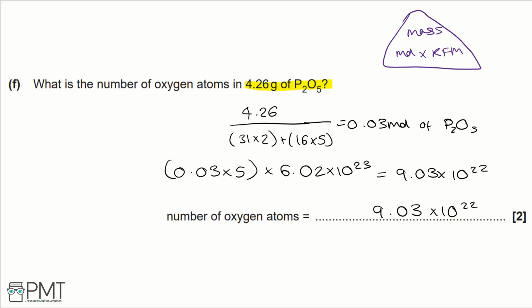To get the marks for this question, you get a mark for working out the moles in P2O5, so 0.03, and then you get a mark for working out the number of oxygen atoms correctly, so 9.03 times 10 to the 22.